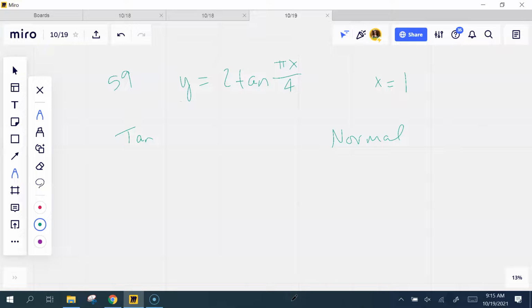So the first thing I need is the derivative. I need the derivative when x equals 1. Do you agree with that? Yeah. You gotta get the derivative, then plug in 1. What do I do here?